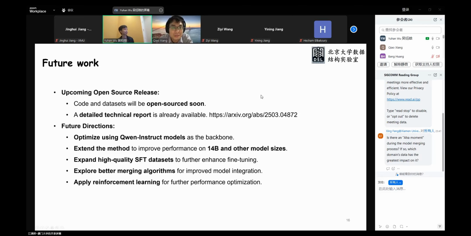These directions are just about 20 hours. I think in future reinforcement learning will be a trend. I see. So I think just a clarification question: what does SFT mean? You mean expand high quality SFT dataset? What does it mean? Supervised fine tune. Oh, fine tune. I see.